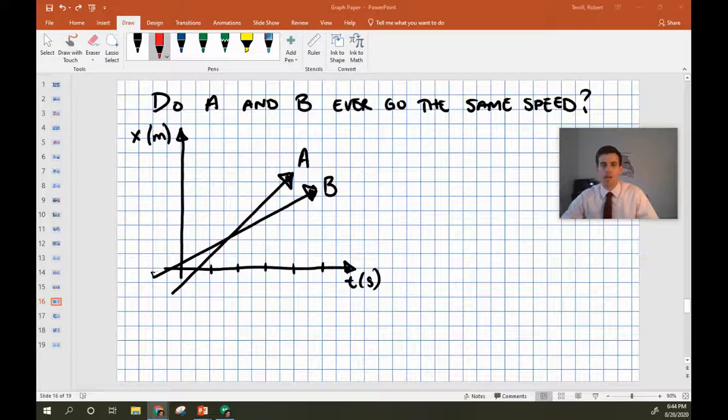Now let's talk about some applications of constant velocity. This question that I have right here on the screen shows a motion graph of two objects. For convenience's sake, we'll call them trains again, that are traveling on parallel tracks, and this shows their position as a function of time on the graph. The question's asking, as you can see on the screen, do A and B ever go the same speed? And if they do, when does that happen?